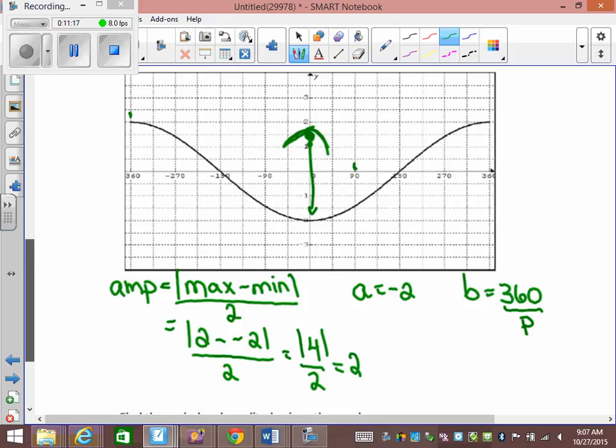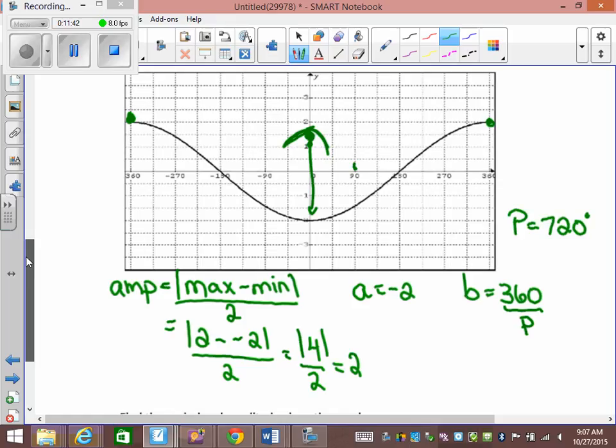So I'm going from negative 360 to 360. Or I could say I'm going from 0 to 360 times 2. Right? So it's a min to max. Either way, the period of this graph is 720 degrees. It's a really large period. It's double the normal period of sine or cosine.